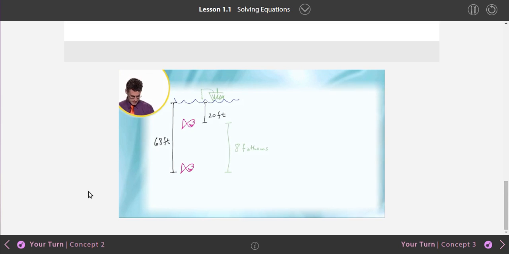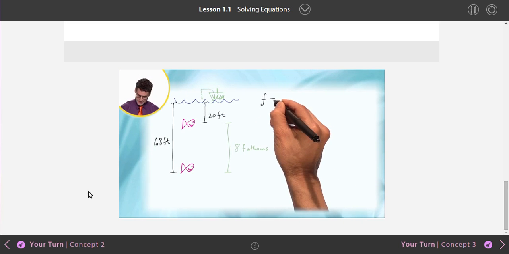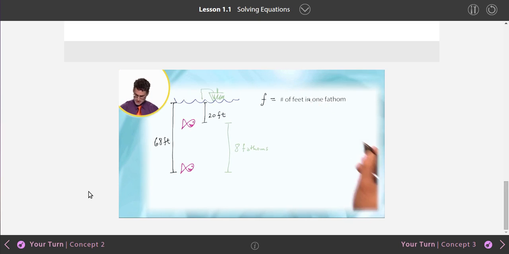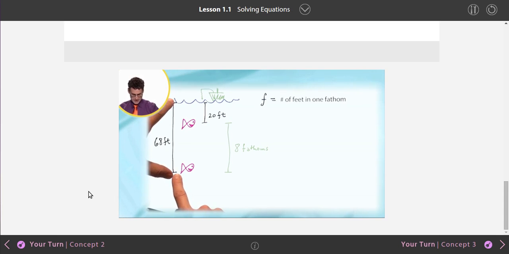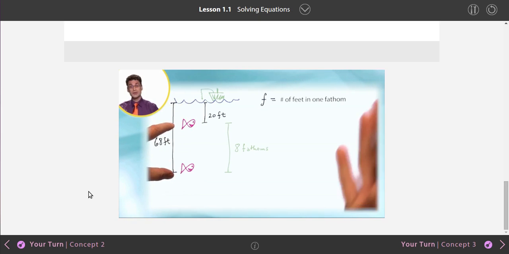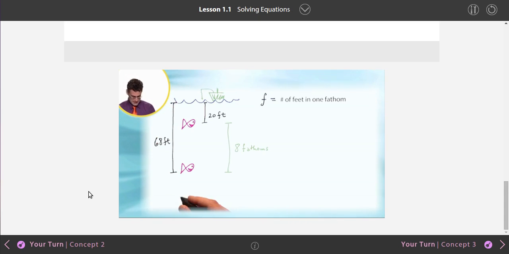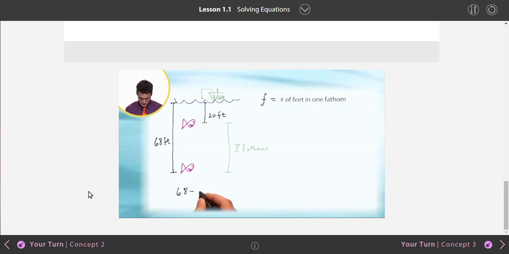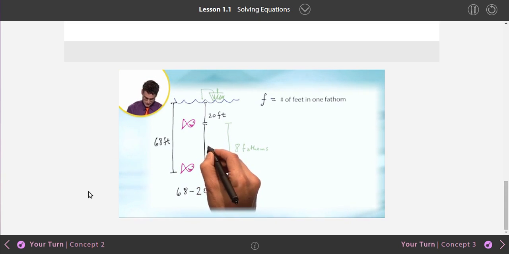Well, let's figure this out. The first thing I want to do is give that unknown a name. Let's call it F. So let's say F stands for the number of feet in 1 fathom. Well, what do I know? I know how many feet this is. How could I figure that out? Well, I know that they're at 68 at the end, way down here. They started at 20, so what's this difference? Literally just saying that tells me the answer. It's a difference. So I take 68 and subtract 20, and that's not too hard to do, I get 48. That's how many feet this is. So this right here is 48 feet.